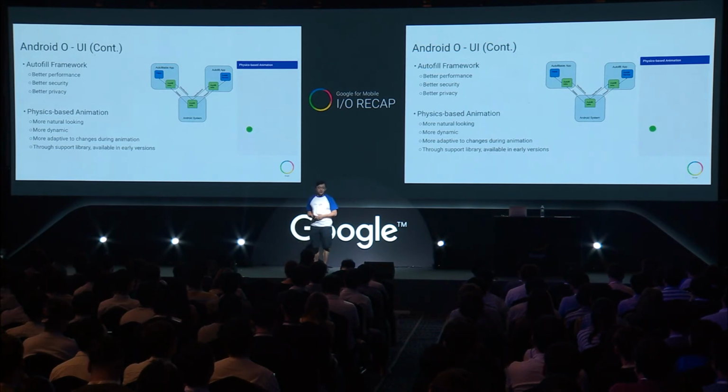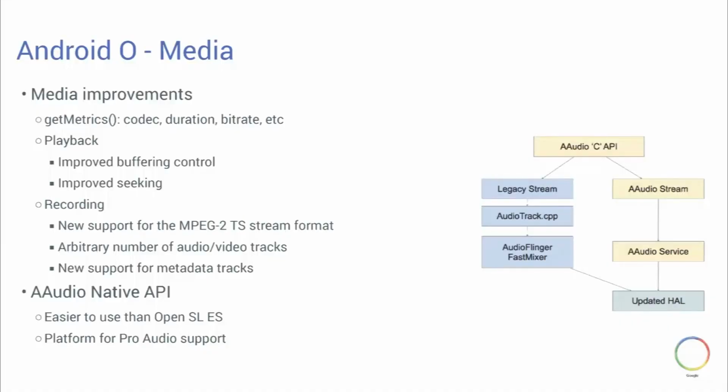So what's new in media? In media, we also add some improvements. For example, we hear from you that you need more data, more metrics in some of the main media classes, like media player, media recorder, media codec. We add a new get metrics method in each of these classes so that you can get the configurations as well as the runtime information from these classes.